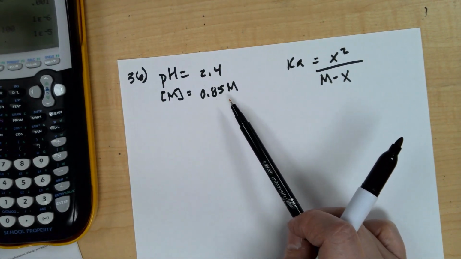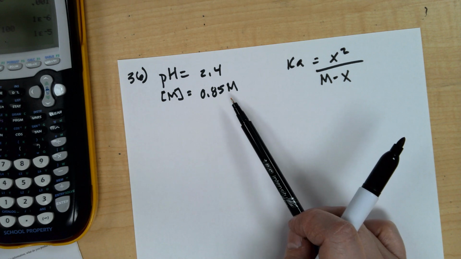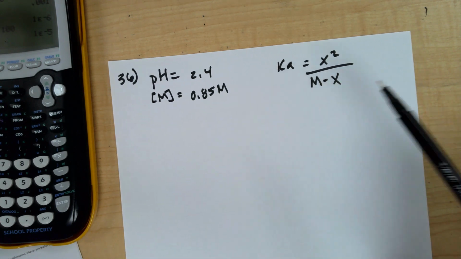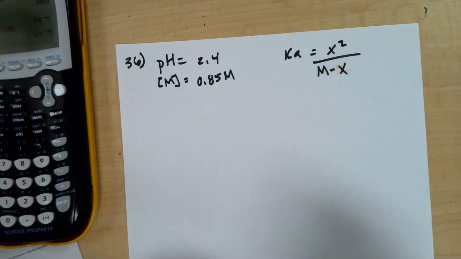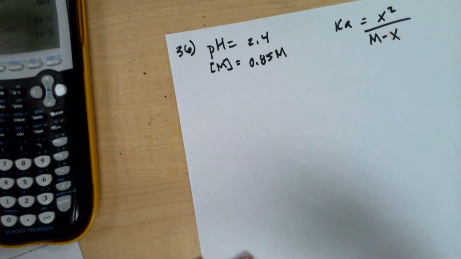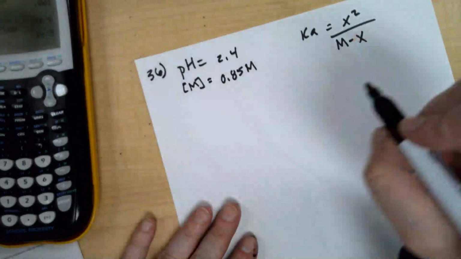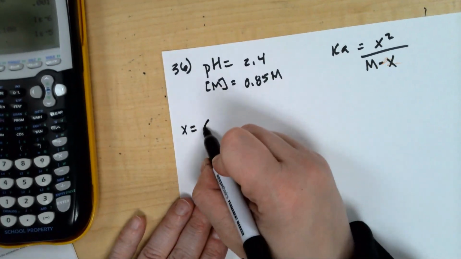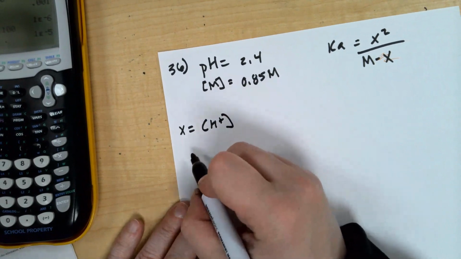We have almost a whole mole per liter. That's pretty concentrated, especially for a weak acid. So we're going to be able to eliminate this minus x eventually. This is on kind of repeat from what we did in the other sections, but we can't do this one until we know x, and x is always going to be our H plus concentration. How do we get our H plus concentration?